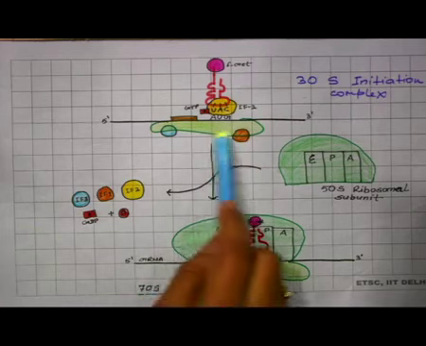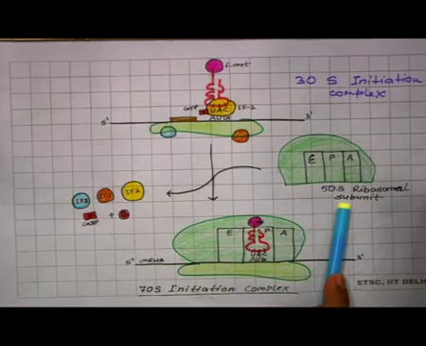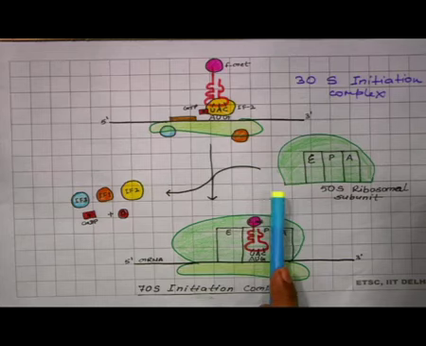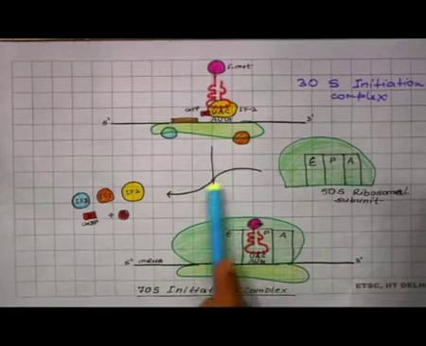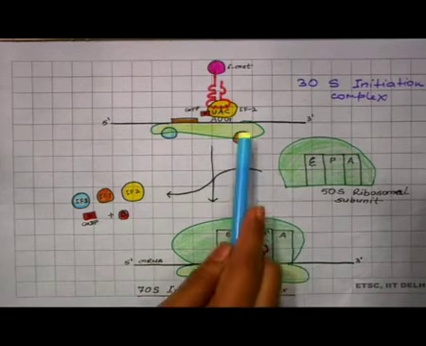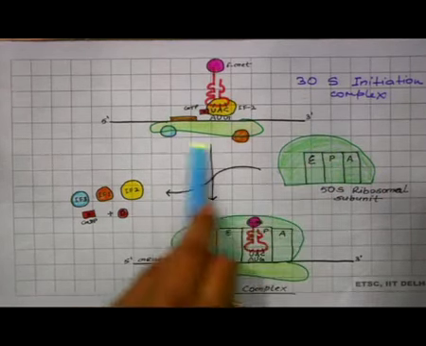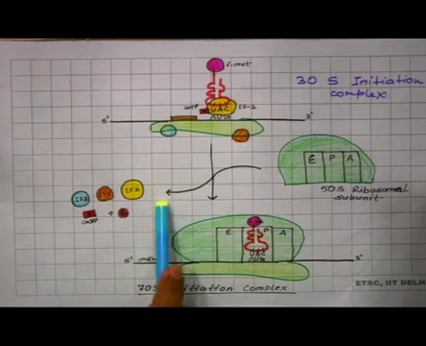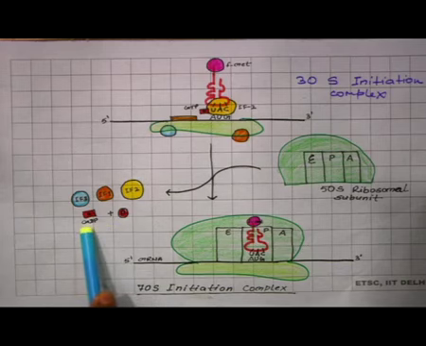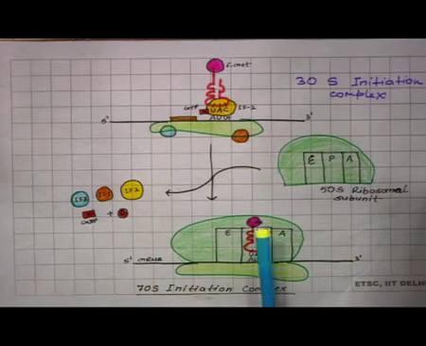Now with this 30S initiation complex, the larger subunit, that is the 50S ribosomal subunit, will combine, but it will combine only when initiation factor 3 dissociates from this complex. So while the 50S ribosomal subunit combines with the 30S initiation complex, all the initiation factors will depart along with the hydrolysis of GTP into GDP with the release of energy, and that energy is utilized in the binding of 50S with the 30S subunit of ribosomes.